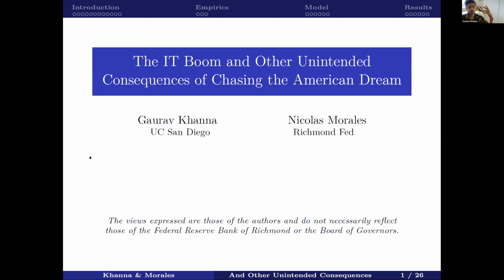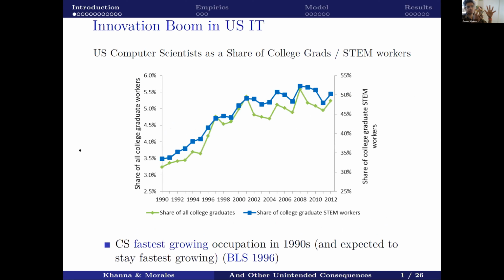Our story really begins in Silicon Valley in the 1990s, where with the commercialization of the internet, something that some of the audience may be too young to remember, the World Wide Web really exploded. And there was a really big increase in demand for computer scientists in the US. Computer science occupations in the US were actually the fastest growing occupations in the 1990s, and they were expected to stay the fastest growing occupation moving forward.